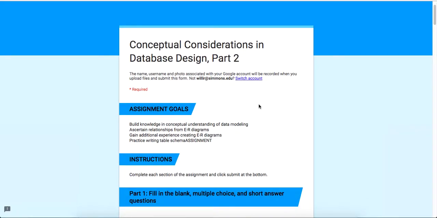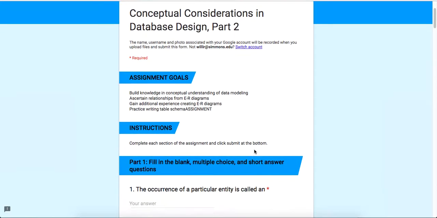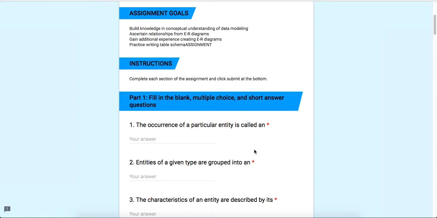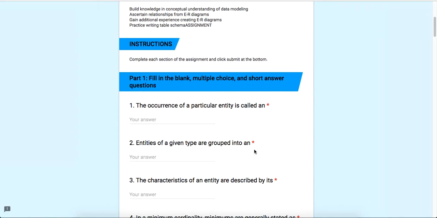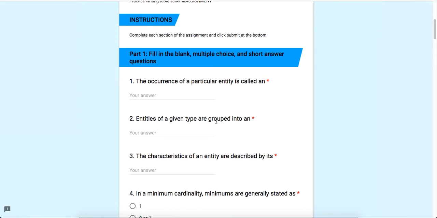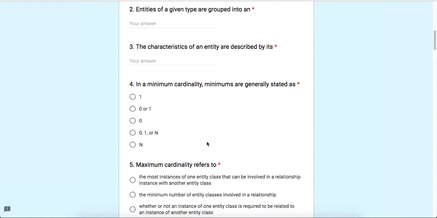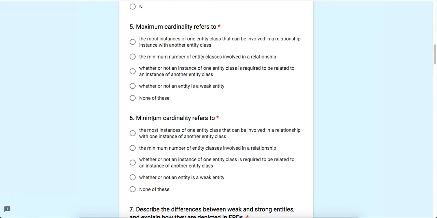Hi, everybody. Really quick, I wanted to talk to you about the second part of the conceptual design stuff that you've done this week. As I went through and graded, I noted a couple of issues that I wanted to direct your attention to. There wasn't a whole lot of problems with the first part, other than number 6 tended to stump people.